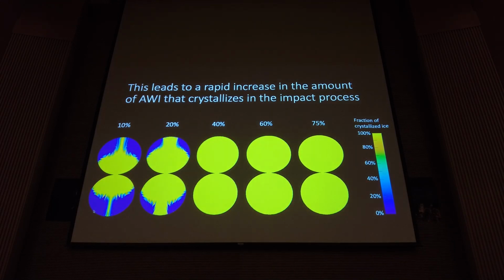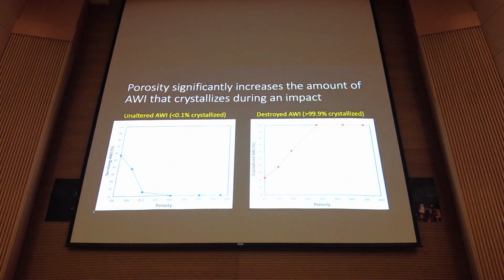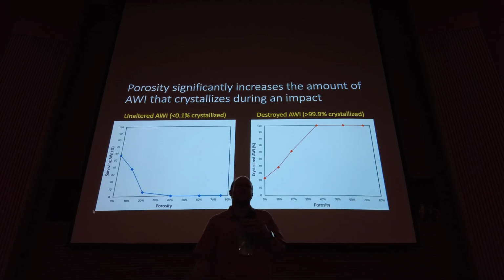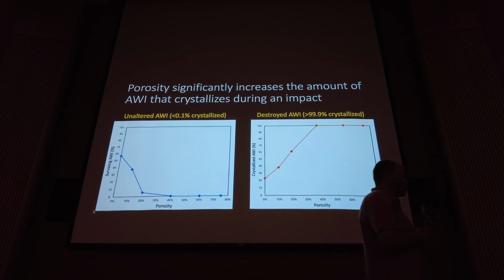So we can do the same thing we did before: take those tracer particles, run them through the crystallization script, and calculate how much amorphous water ice survives. And what we see is that when we go to higher porosities, we lose more and more amorphous water ice. And so what this tells us is that porosity can significantly impact the destruction of primordial amorphous water ice, and therefore we really need to consider how porosity can affect these processes.